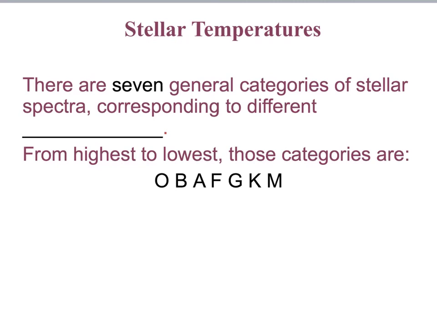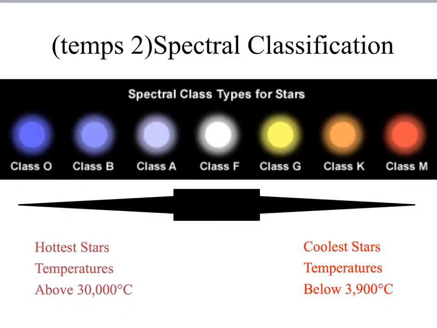So there are 7 general categories of stellar spectra, and these correspond to different temperatures. We can see that our hot stars are over here, our type O, our cool, our type M, and there is a really ridiculous acronym that goes along with this. It is O, be a fine girl or guy, kiss me, because you may need to know what the order of spectral classes are.